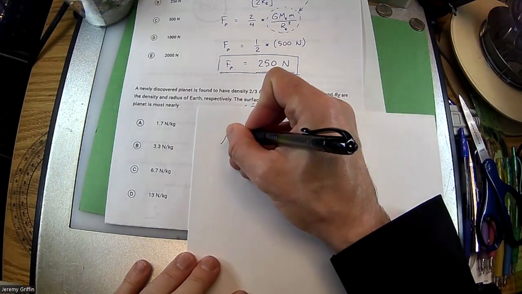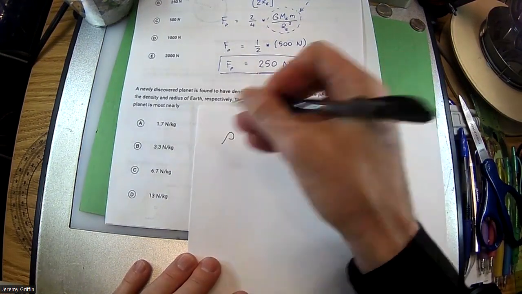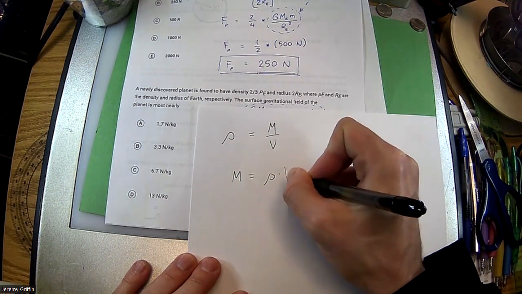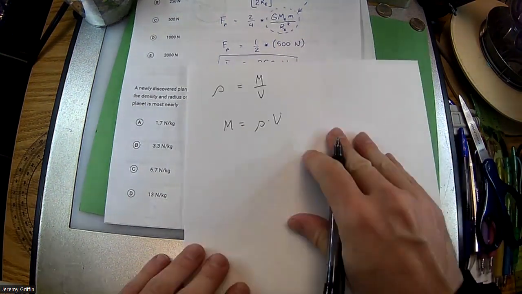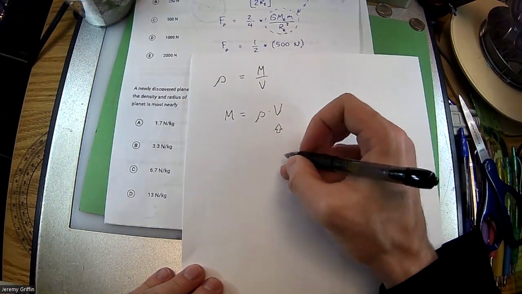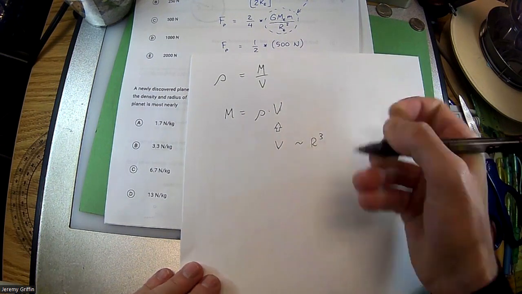Do you guys see on the board I have density is mass over volume? I'll write this too for the video. So on the board I wrote density, that's the Greek letter rho, is mass over volume. Therefore, you can rearrange that and get mass is equal to density times volume. And I said volume is proportional to r cubed, which is really all you need to solve this.